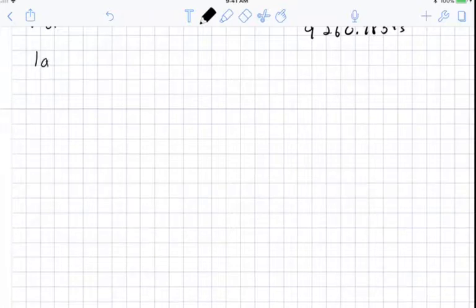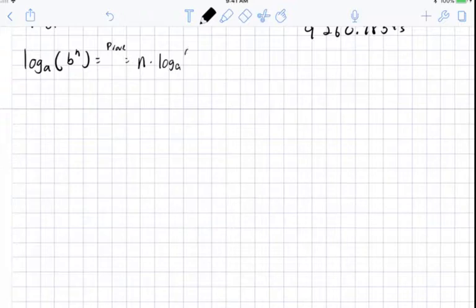Log A of b to the power n. I want to prove that this is equal to n times log A of b. I don't know that that's true, so I'm going to forget that that's true and start from scratch.